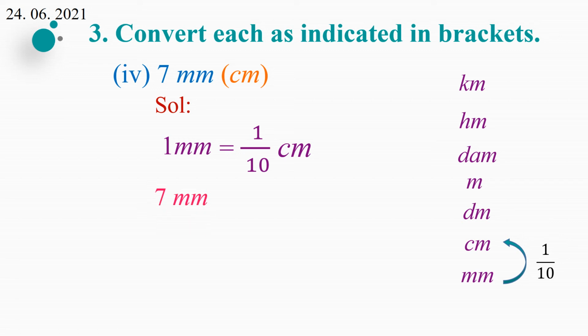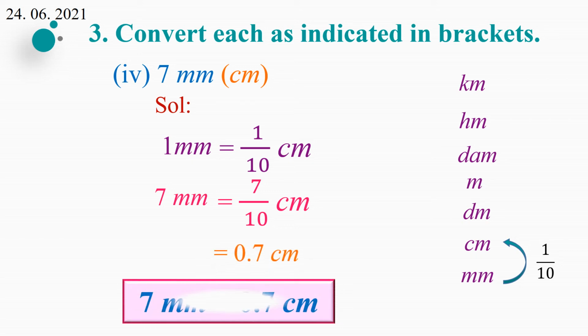Now substitute the value. 7 millimeter equal to 7 by 10 centimeter. The decimal point moves 1 place to the left. We get the answer is 0.7 centimeter. Therefore, 7 millimeter convert to centimeter. We get the answer is 0.7 centimeter.